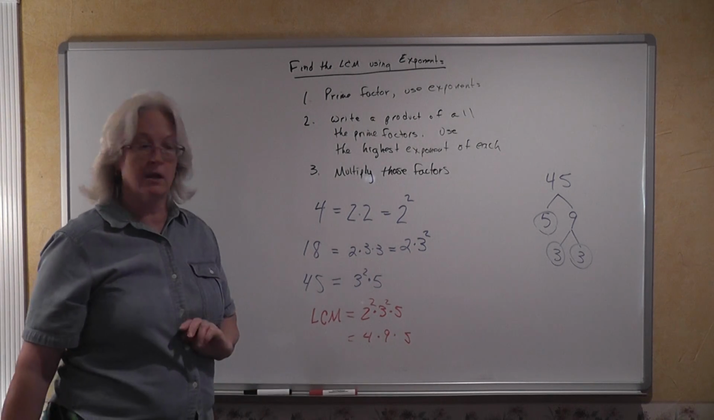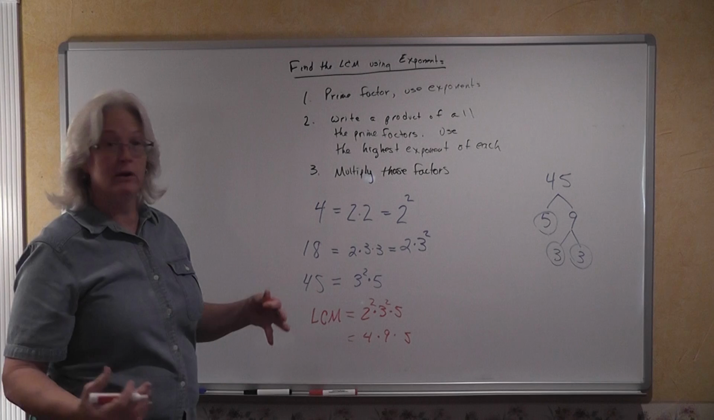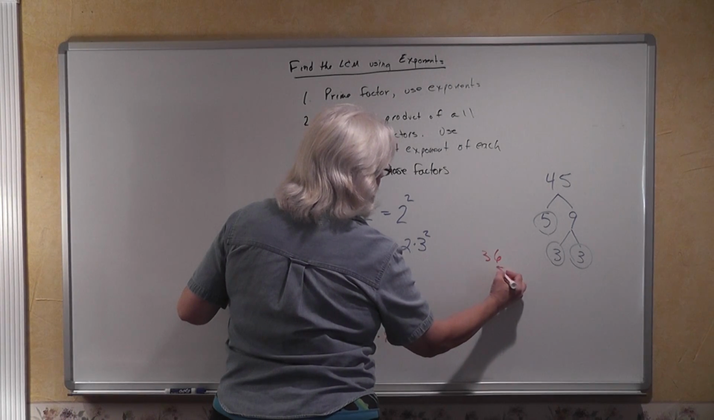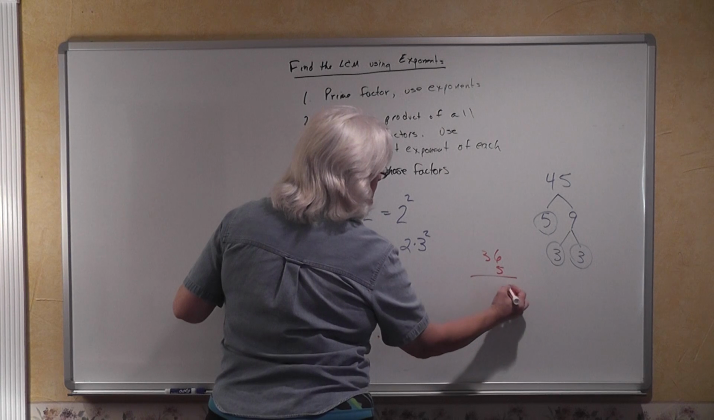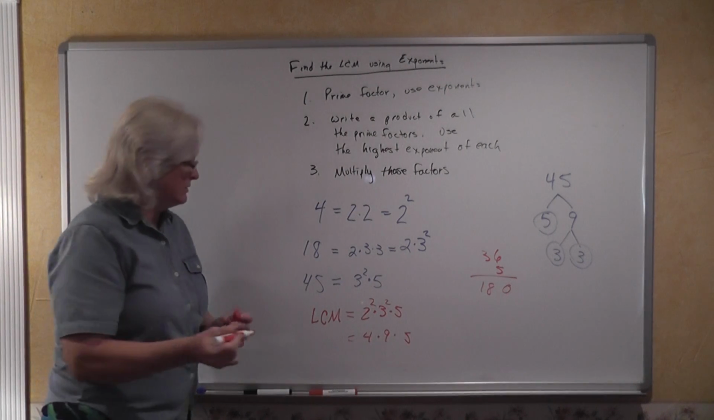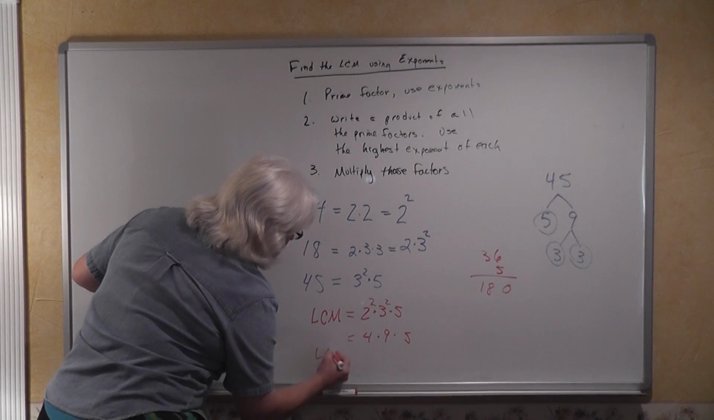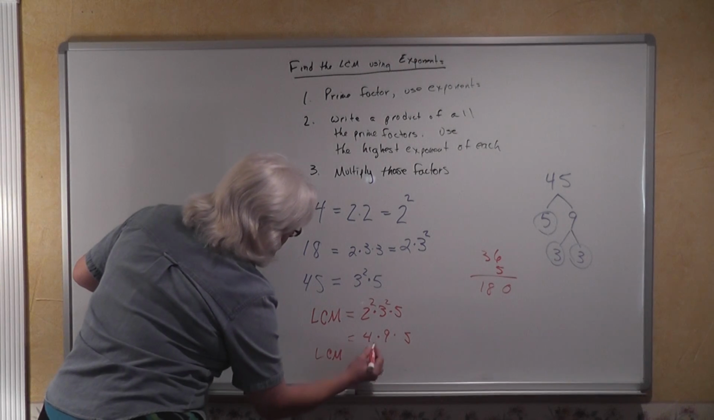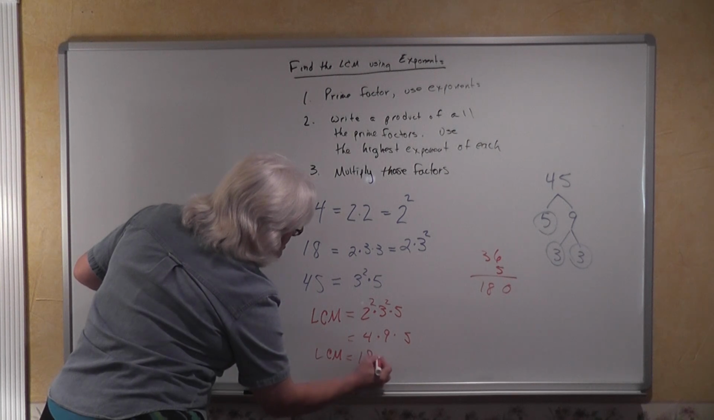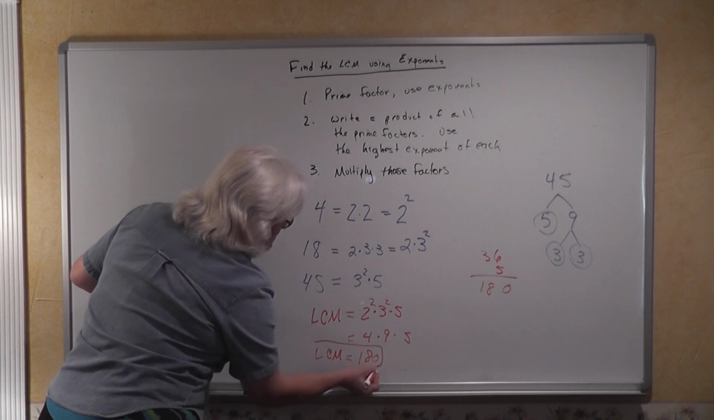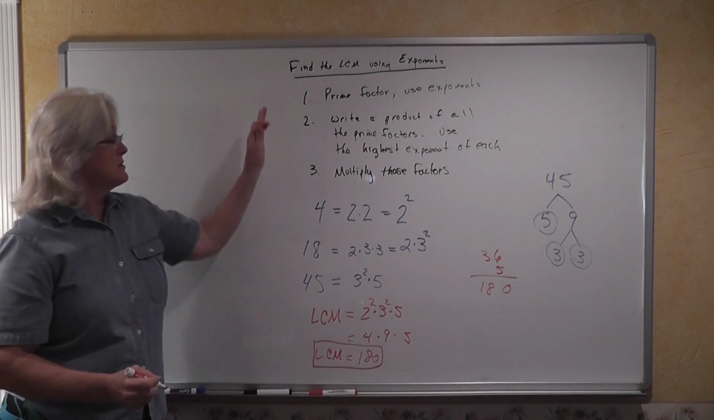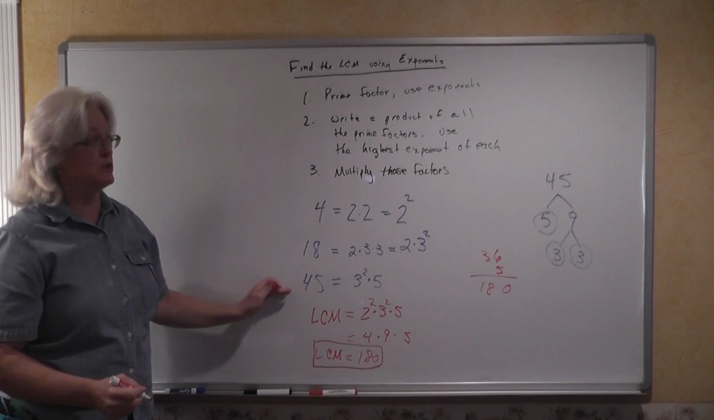Which I think is 180. 4 times 9 is 36, times 5. 5 times 6 is 30, and you carry 3. Our least common multiple of 4, 18, and 45 is 180.